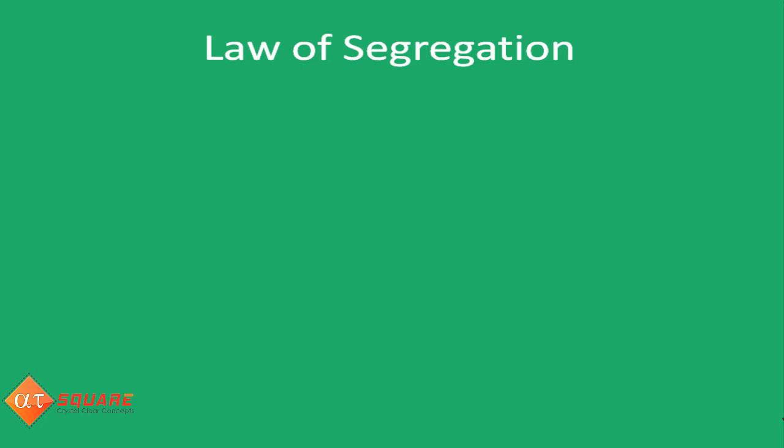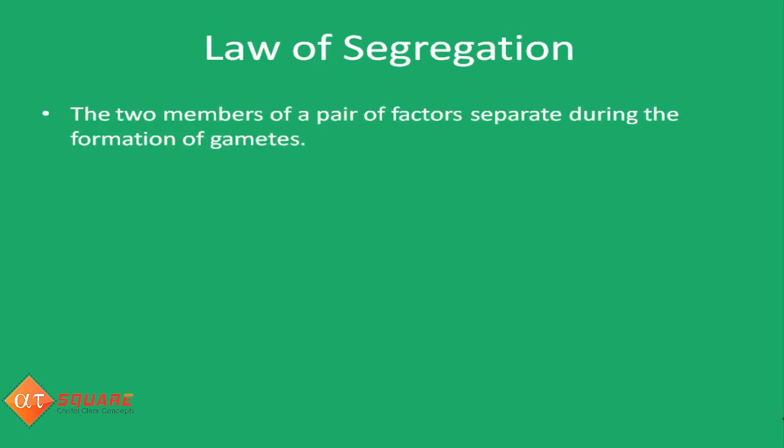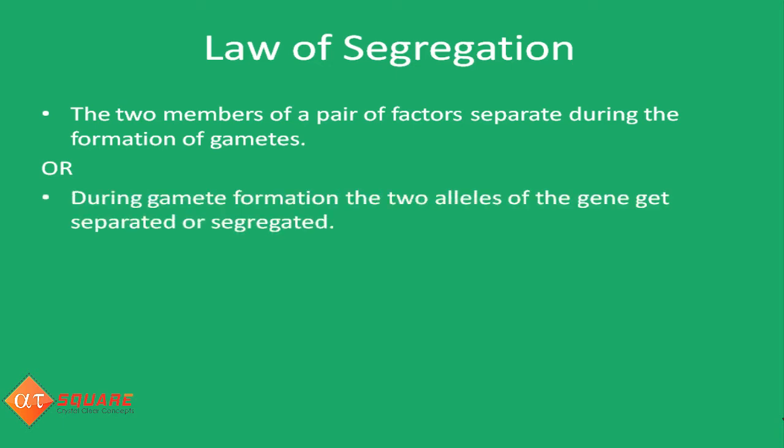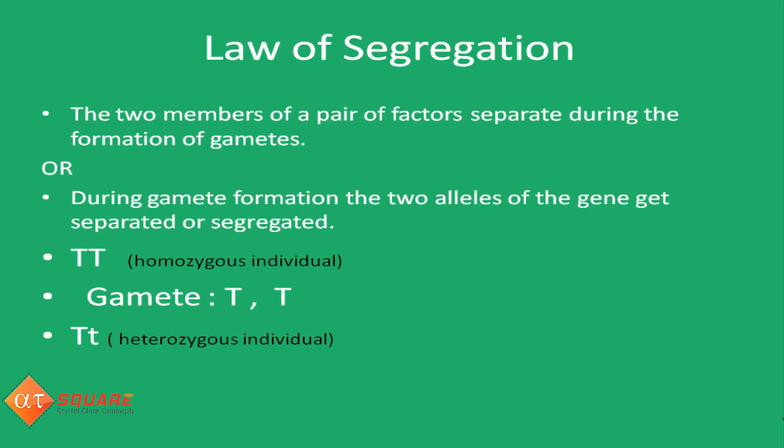Now we will discuss the second law, that is the law of segregation, also called the law of purity of gametes. The law states that the two members of a pair of factors separate during the formation of gametes, or during gamete formation, the two alleles of the gene get separated or segregated. If the parent is homozygous tall, then the two alleles will get separated during gamete formation. If the parent is heterozygous, then during gamete formation, one gamete gets the dominant allele while the other gets recessive alleles.